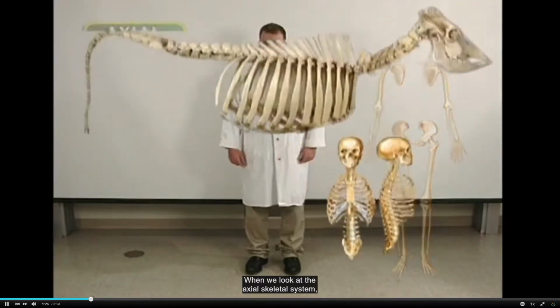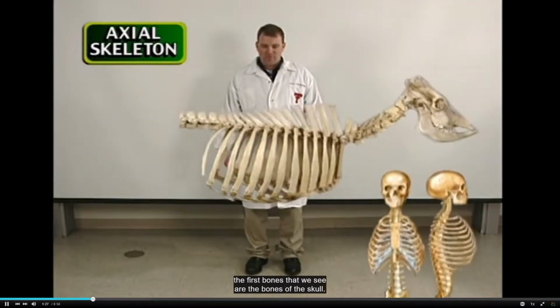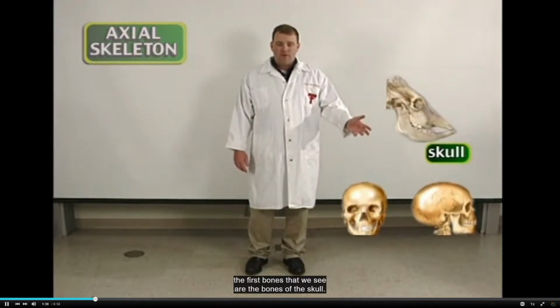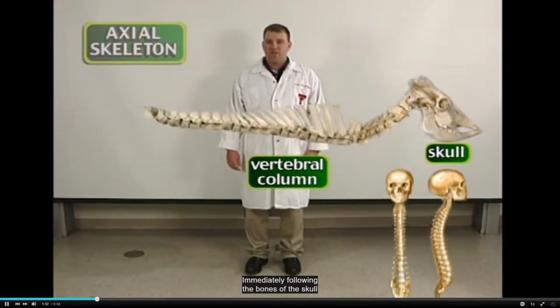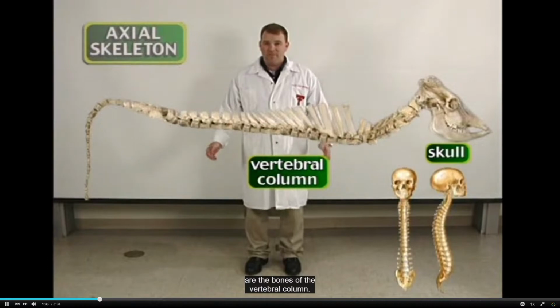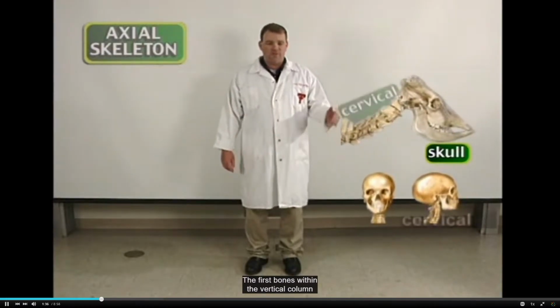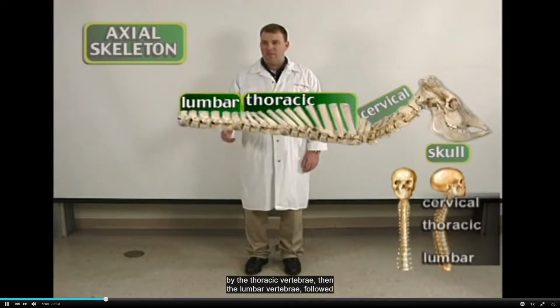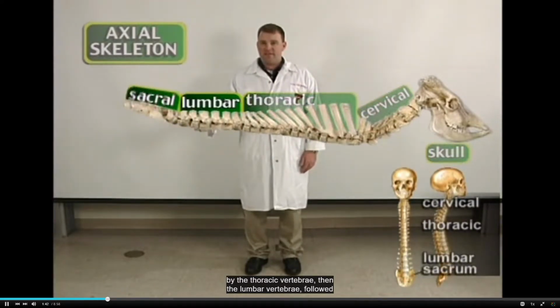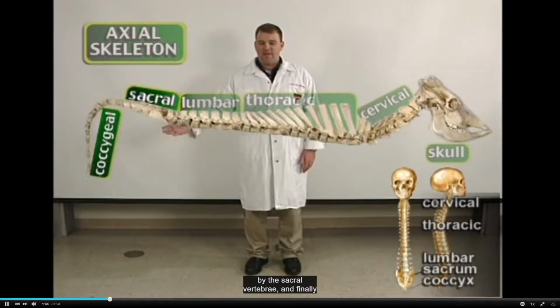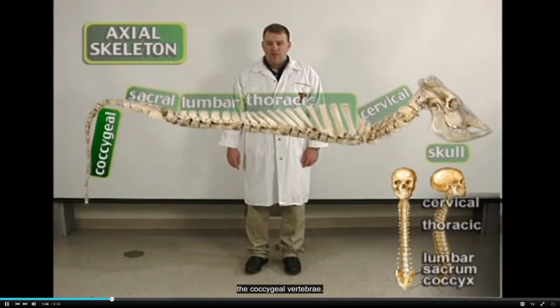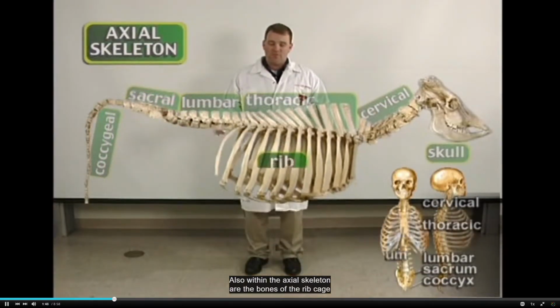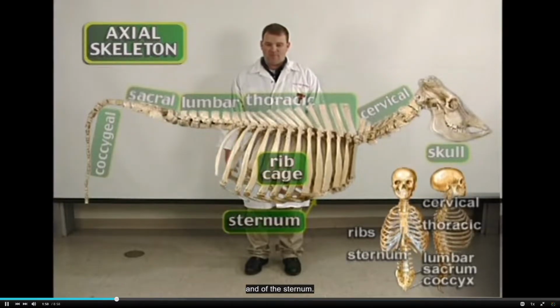When we look at the axial skeletal system, the first bones that we see are the bones of the skull. Immediately following the bones of the skull are the bones of the vertebral column. The first bones within the vertebral column are the cervical vertebrae, followed by the thoracic vertebrae, then the lumbar vertebrae, followed by the sacral vertebrae, and finally the coccygeal vertebrae. Also within the axial skeleton are the bones of the rib cage and of the sternum.